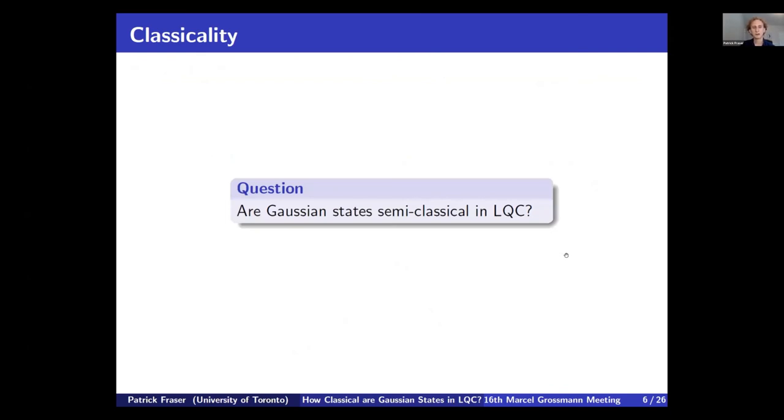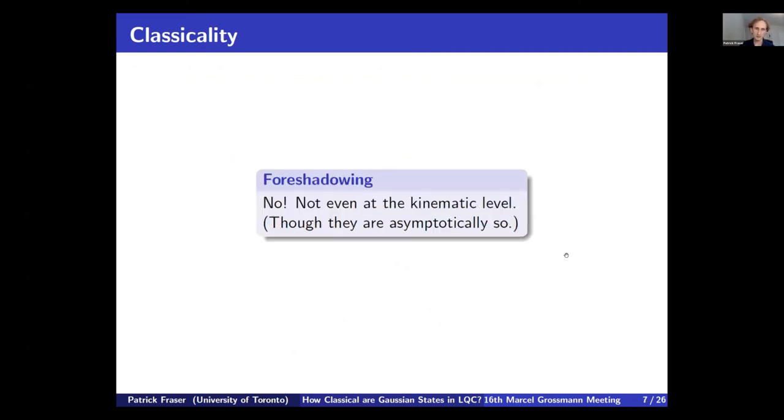The question that I want to ask here, though, is: are Gaussian states semi-classical, again in the context of loop quantum cosmology? And to foreshadow things a little bit, the answer that I'm going to give is, I hope, somewhat surprisingly, no, not even at the kinematic level.